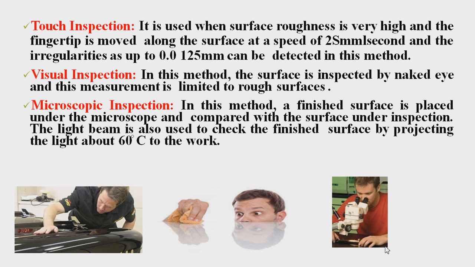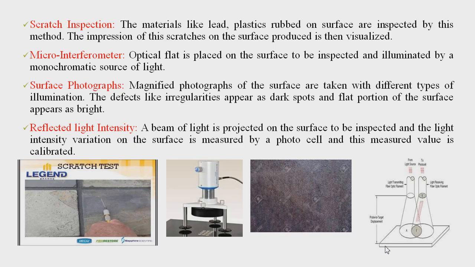In microscopic inspection, a finished surface is placed under the microscope and then it is compared with the surface under inspection. A light beam is also used to check the finished surface by projecting the light at about 60 degrees to the work. In scratch inspection, materials like lead and plastic are rubbed on the surface, and the impression of these scratches produced on the surface is then visualized.